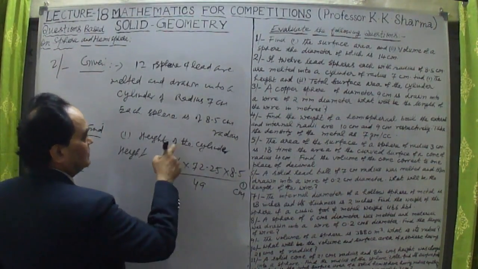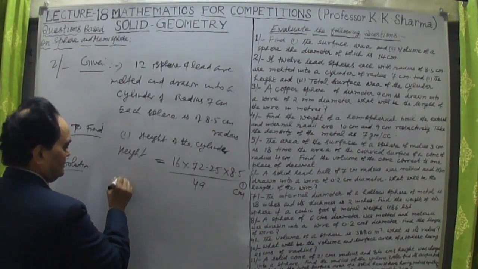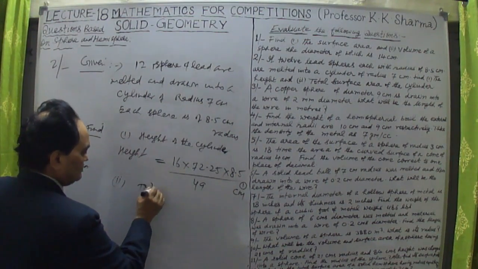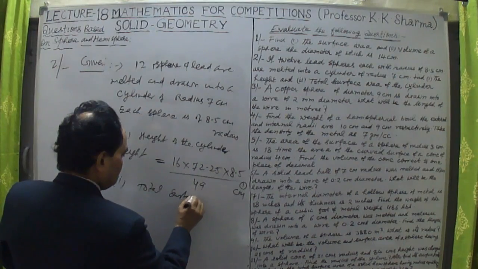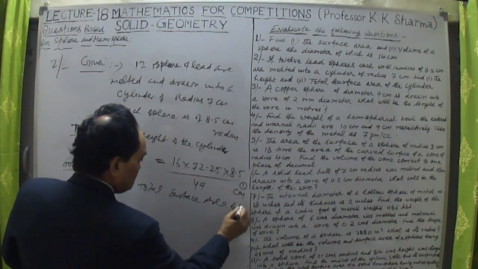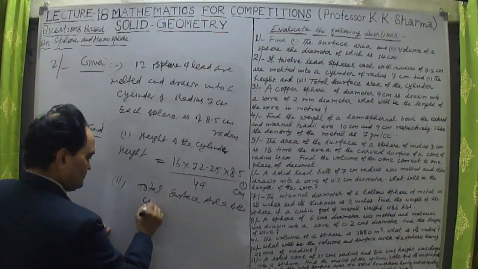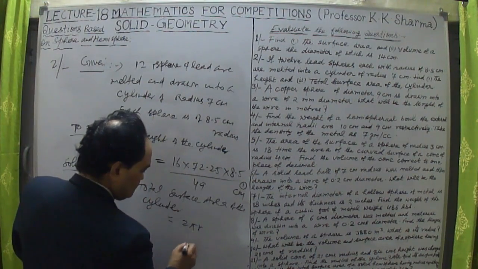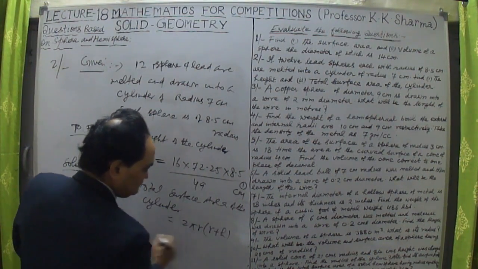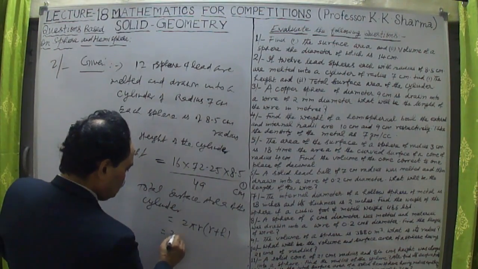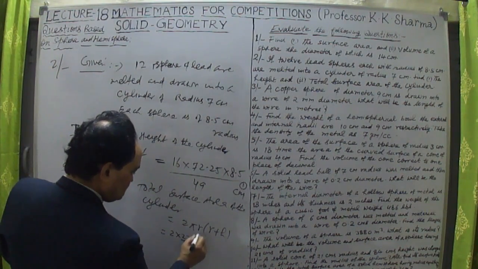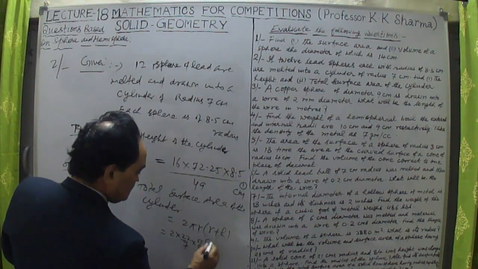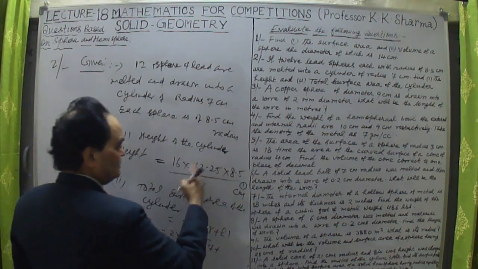First solution. Second is total surface area. Now second part, let me solve it, then finally I will find the values. Total surface area of the cylinder is equal to 2 pi r into within bracket r plus h. Okay, this is 2 into 22/7, value of r. Now r is 7 here, radius of the cylinder. 7, now r is 7 plus h is this value.